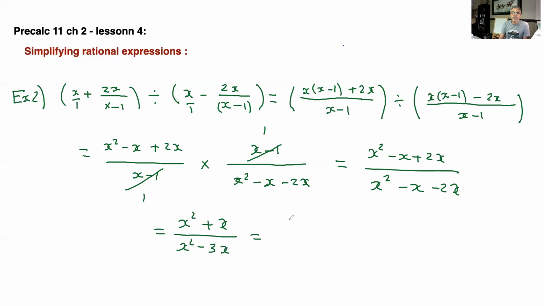I'm going to take out x as the greatest common factor from each. I'm going to get x plus 1 here. And I'm going to get x here. I'm going to get x minus 3. Greatest common factor. This will cancel. And the final answer is x plus 1 over x minus 3. Done.